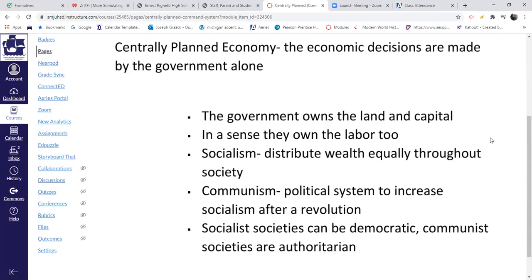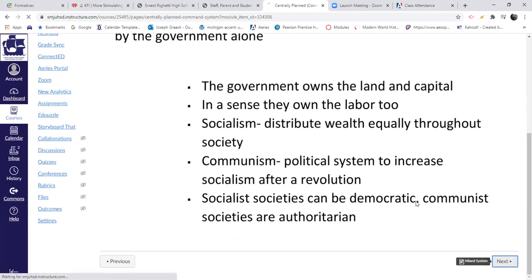So socialist societies, right, because it's an economic theory, can be democratic. France would be an example of that. But when you have a communist society, they are authoritarian, and thus that is going to be the mechanism in which their economy is going to be run. So you can have a socialist economy that is either democratic or communist, right? But you can't have a communist country generally that is not socialist in nature. Same thing with Cuba, right?